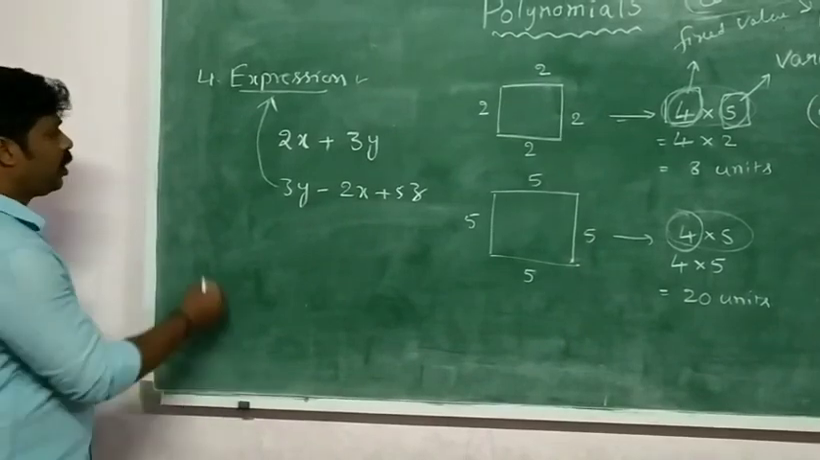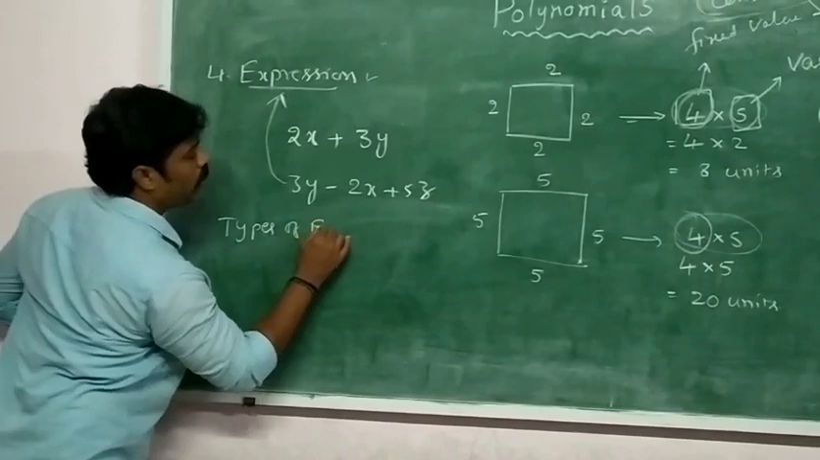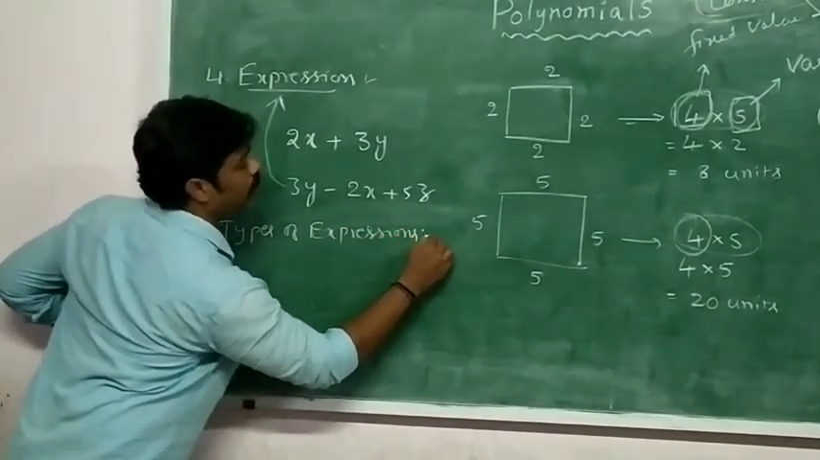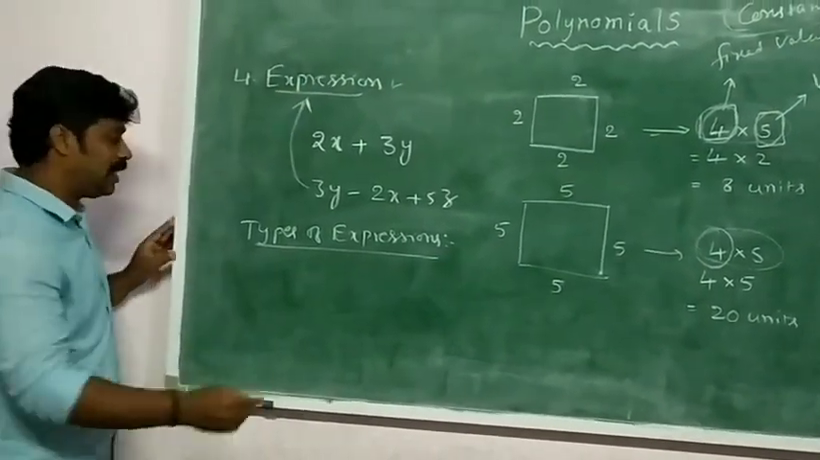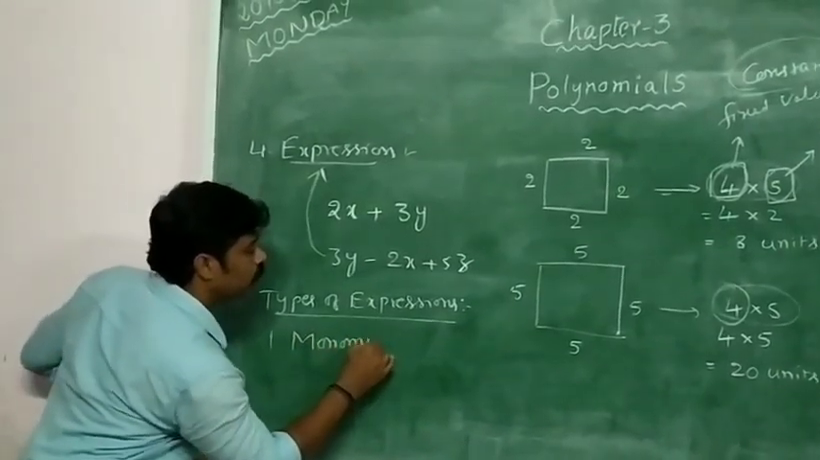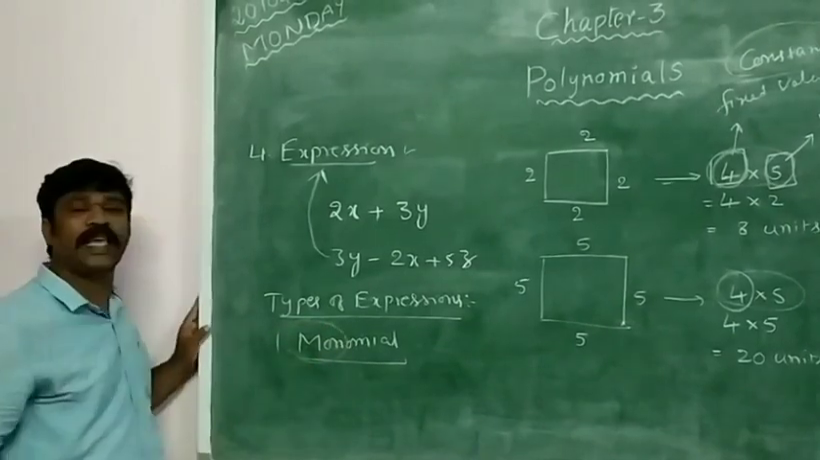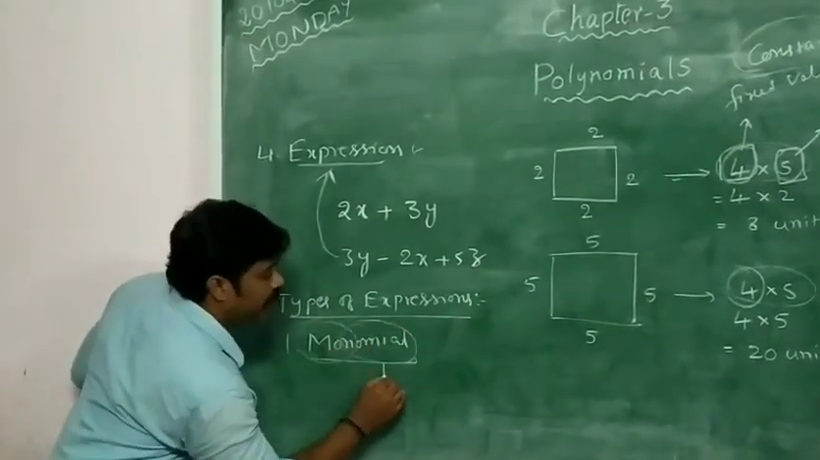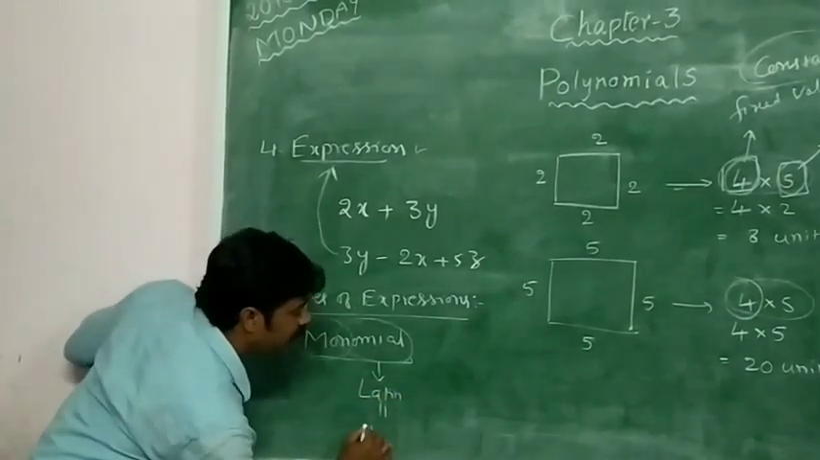We have different types of expressions on the basis of the terms. In that, the first one is monomial. Mono means singular, unit or one. And nomial is a word taken from the Latin word, and its meaning is terms.